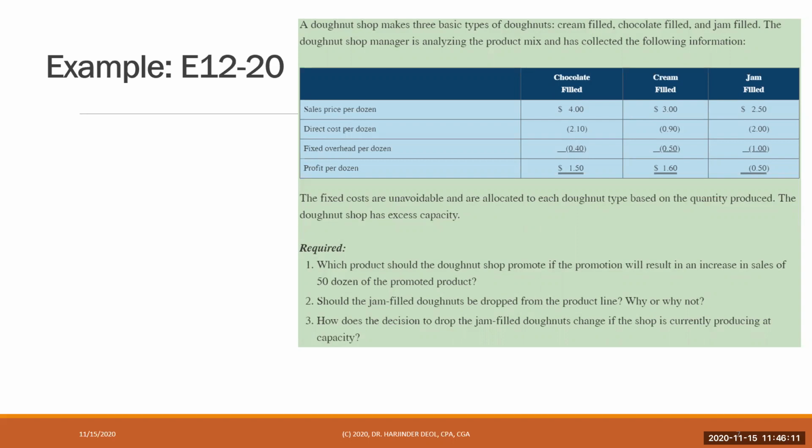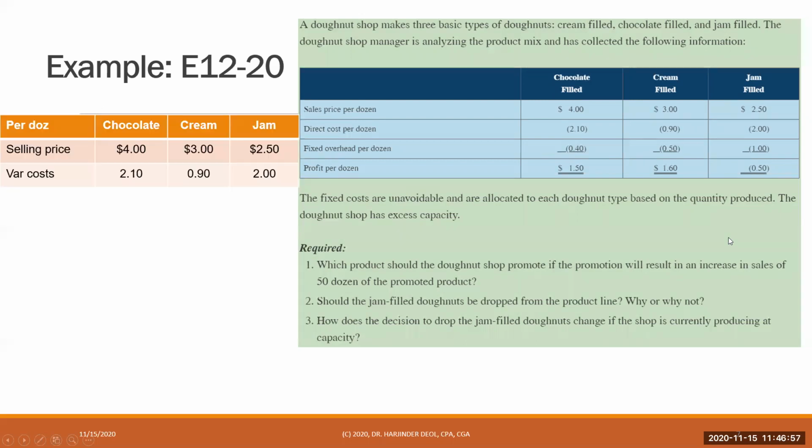So I mentioned that any kind of allocated costs are irrelevant to a decision. The fixed costs, we're told, are allocated to each donut type. No matter how they are allocated, any kind of allocation ends up being arbitrary. Maybe we allocate based on quantity produced, maybe we allocate based on some other allocation basis. But for decision making, fixed costs are unavoidable and should not feature in our calculation.